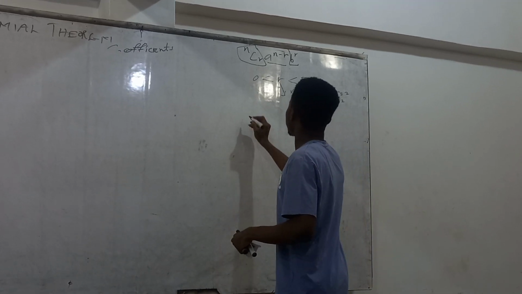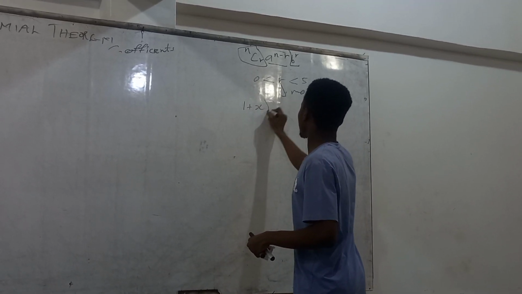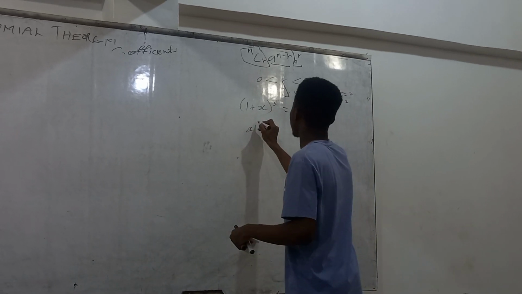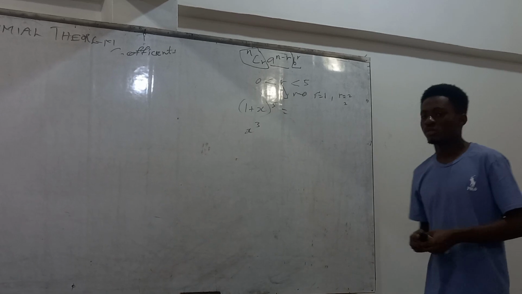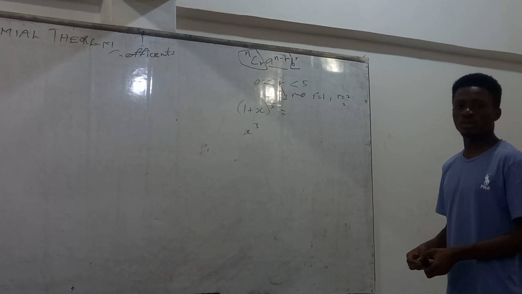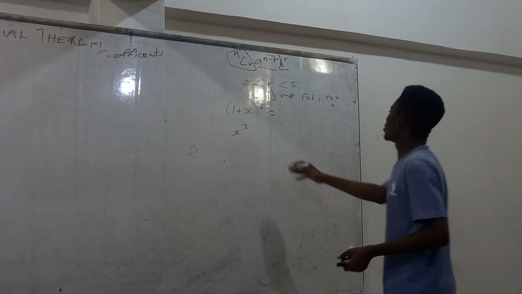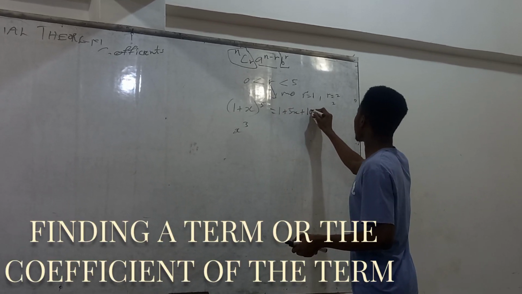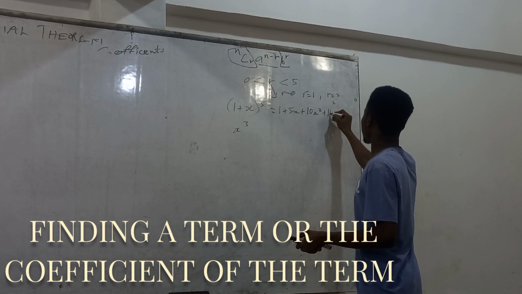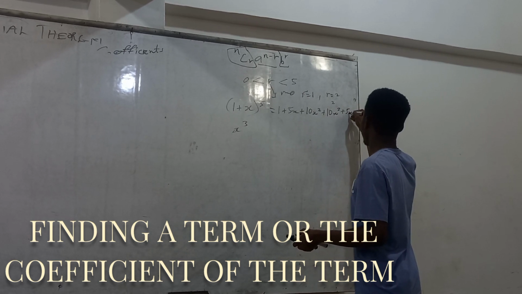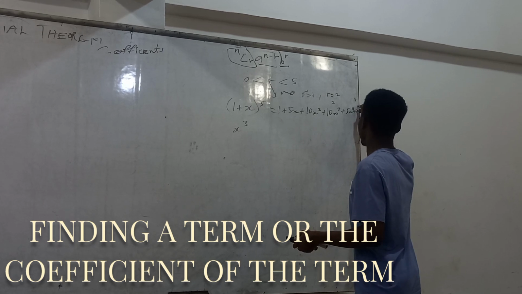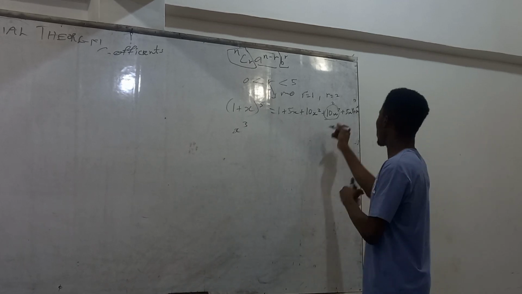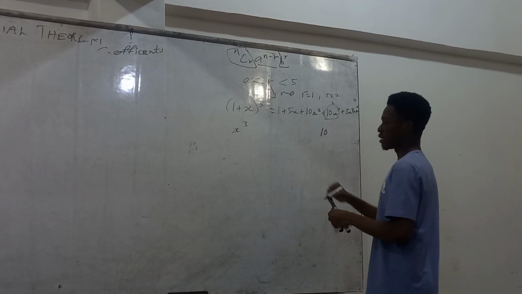So for instance, they can give you 1 plus x to the power 5, and they'll tell you find the coefficient of x to the power 3. Probably you can do the expansion. You know it's 1 plus 5x plus 10x squared plus 10x cubed plus 5x to the power 4 plus x to the power 5. So the answer is this. Alright, so therefore the coefficient of x to the power 3 is 10.